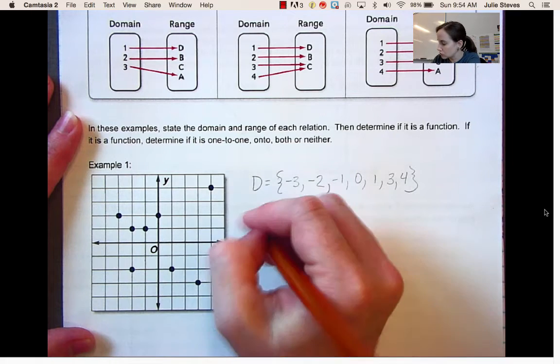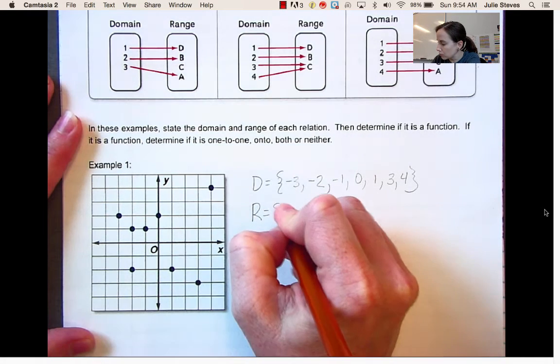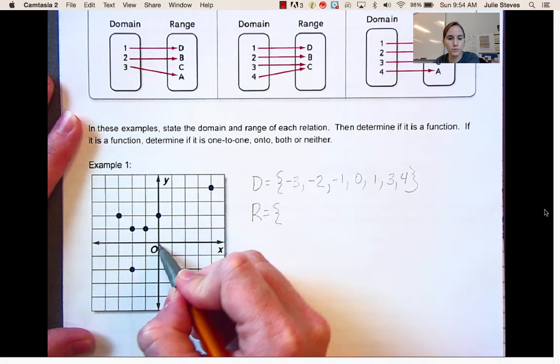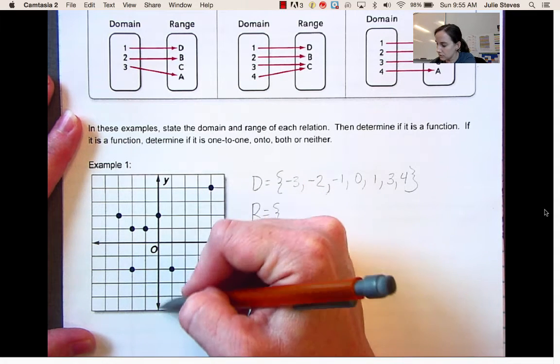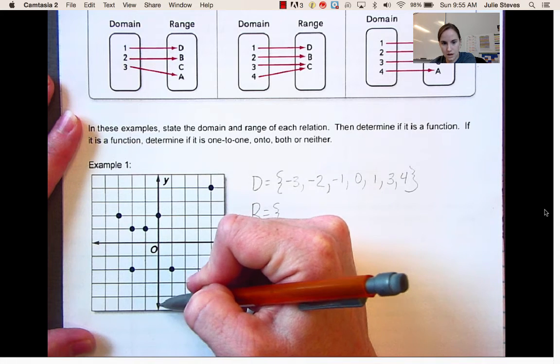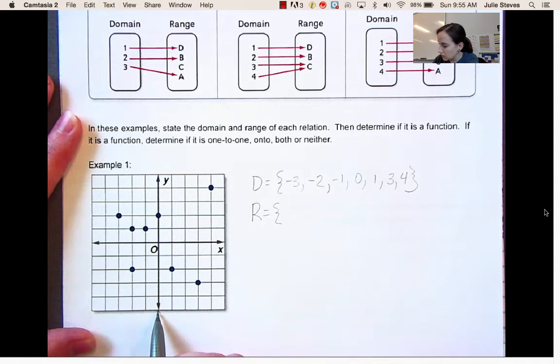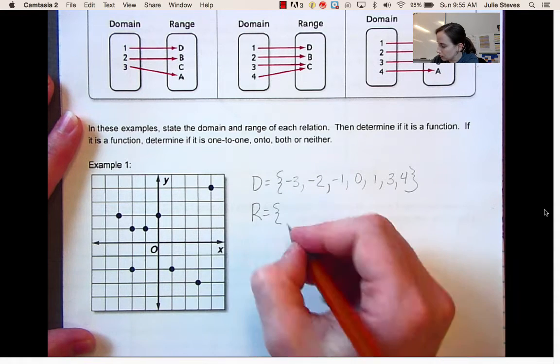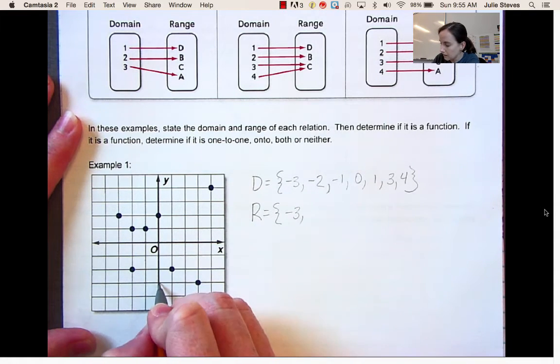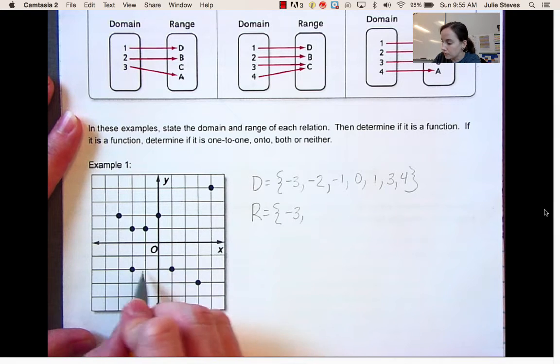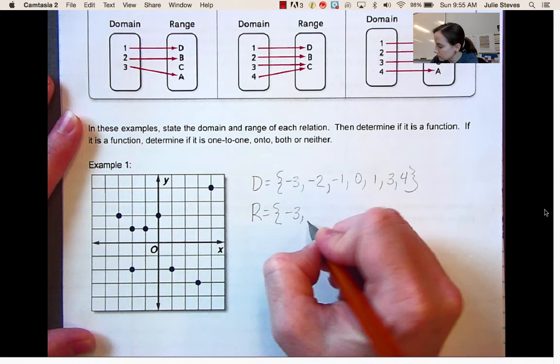Now let's write the range. Range, remember, is the y values. So again, I'm going to start from the lowest y values. The y-axis runs up and down vertically, so I'm going to go all the way to the lowest point. Down here, there's nothing. -4, there's nothing. Look across. -3. There is a point right here that I would get a y value at -3. -2. There are 2 points, but I only have to write it down once.